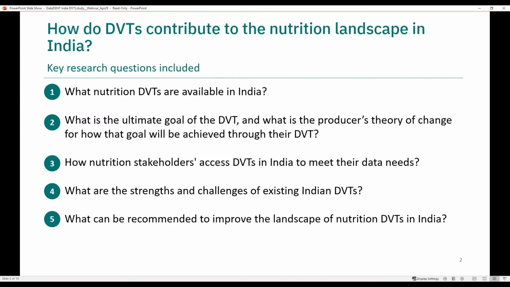So our key questions were, first, to know what all DVTs in India have nutrition data. Second, what is the goal of each DVT and the theory of change? Thirdly, how nutrition DVT users in India access these DVTs to meet their data needs, and also to understand strengths and challenges of these Indian DVTs, and what can be learned and recommended to improve the landscape of nutrition DVTs in India.